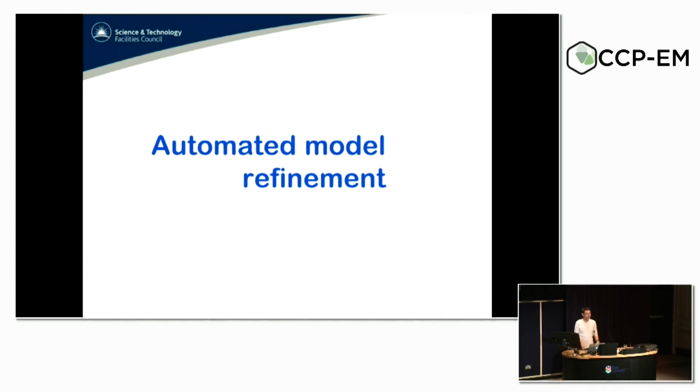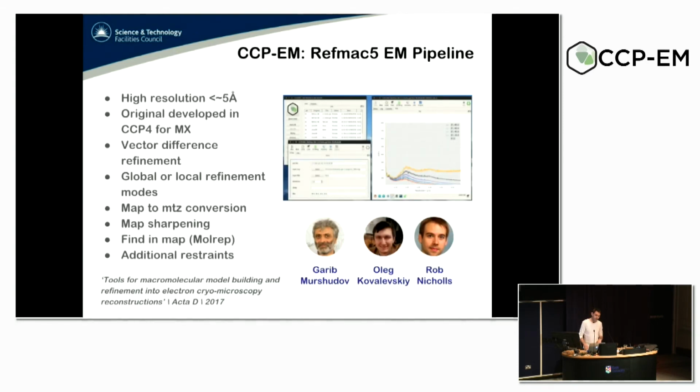Okay, so now hopefully we have a model in the right place. What do we do next? So we work with Garib Murshudov from the LMB in Cambridge with his program RefMac. And this is designed to perform structure refinement at high resolution. It was, of course, originally developed for crystallography and is part of the CCP-4 suite. And we've written an EM-specific wrapper that sits on top of that for high-resolution EM map refinement.